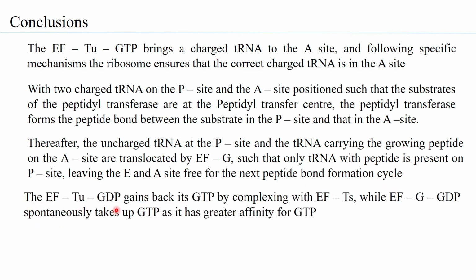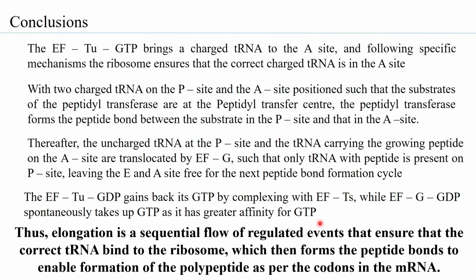The EFTU GDP gains back its GTP by complexing with EFTS, while EFG GDP spontaneously takes up GTP as it has greater affinity for GTP. Thus, elongation is a sequential and smooth flow of regulated events that ensure that the correct tRNA binds to the ribosome, which then forms the peptide bonds to enable formation of the polypeptide as per the codons in the mRNA.